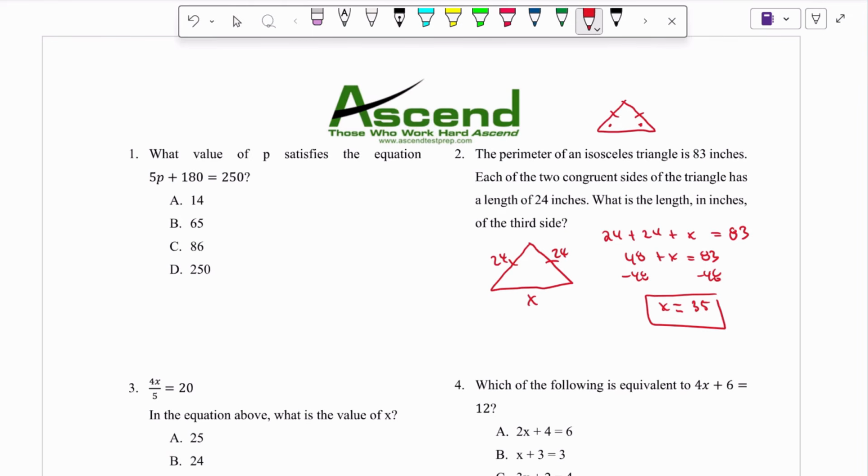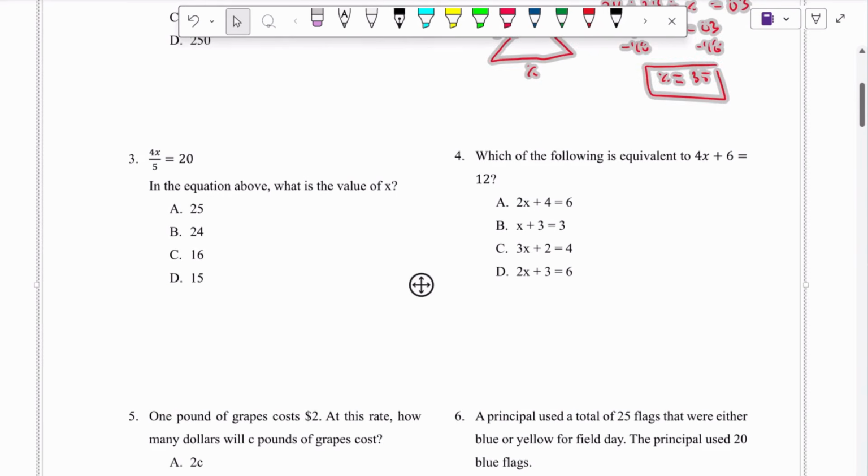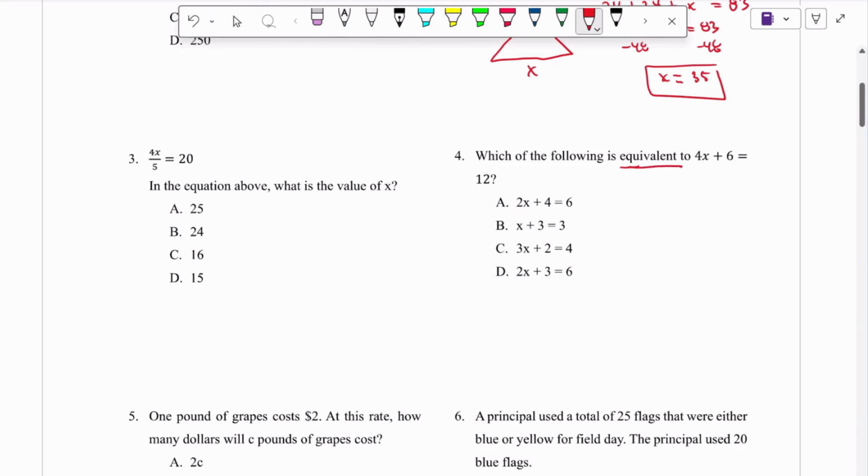Moving along, take a look at problem number 4. On problem number 4, it says, which of the following is equivalent? The word equivalent means equal to. So I have 4x plus 6 equals 12. If I take a look here, all the numbers are even. So one thing that I can do is divide everything by 2, and I now get 2x plus 3 equals 6. Taking a look here, answer choice D. Again, the key takeaway from problem number 4 is to know that the word equivalent means equal to.